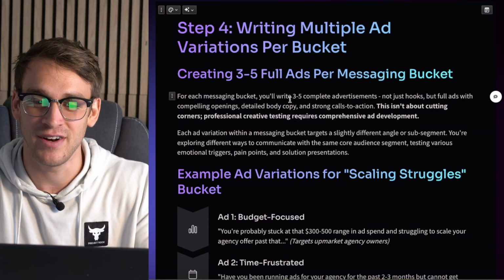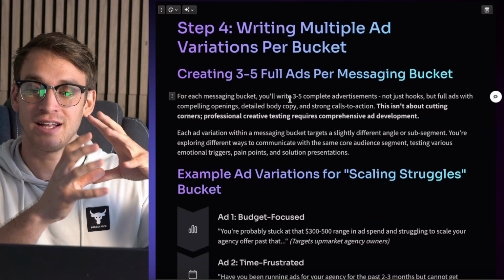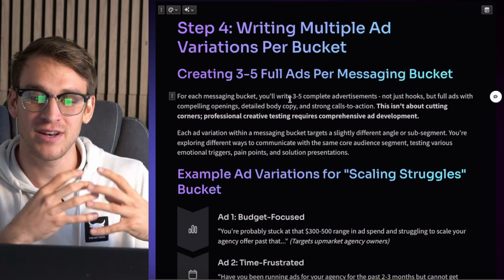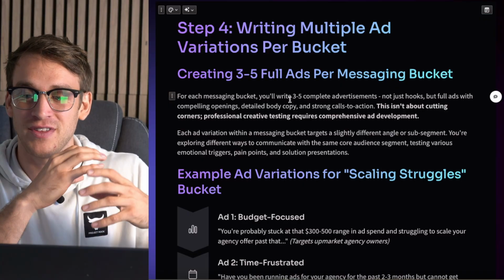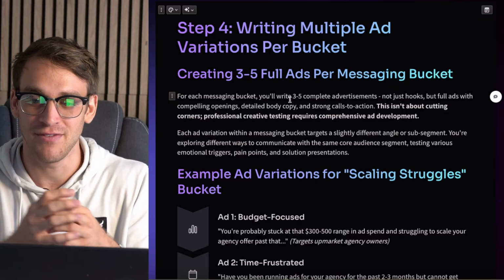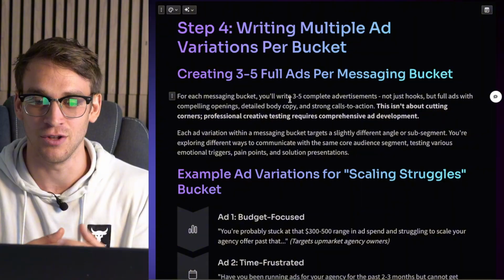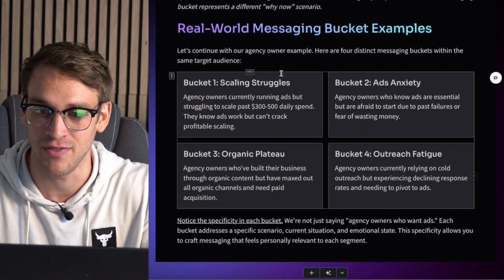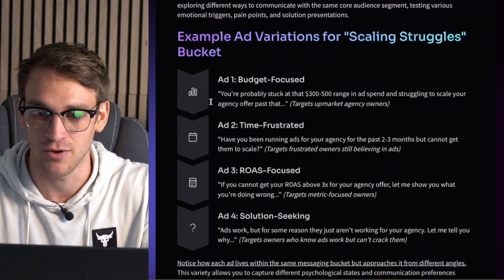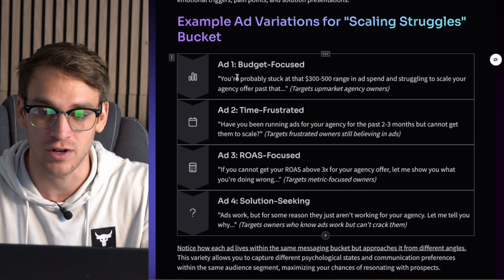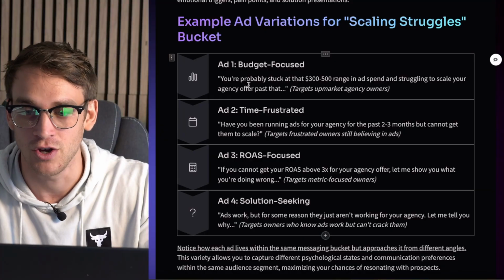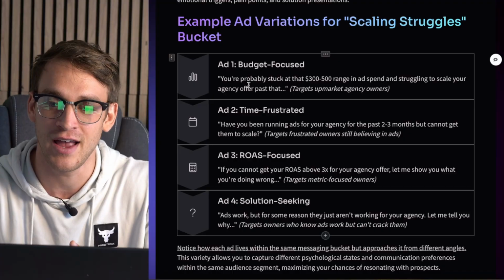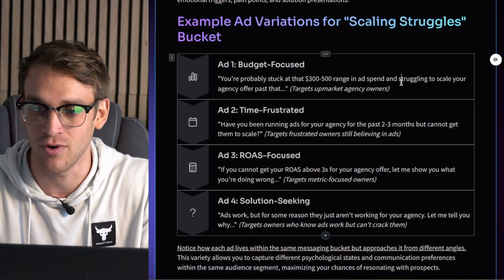And each ad variation within the messaging bucket targets a slightly different angle or sub-segment, okay? You're exploring different ways to communicate with the same core audience segment, testing various emotional triggers, pain points, and solution presentations. So for example, for the scaling struggles bucket, right? We made this one up here. For this bucket, let's go through some examples. So ad number one you could write could be more budget focused, right? You're probably stuck at the $300 to $500 range in ad spend and struggling to scale your agency offer past that. This is going to target more upmarket agency owners.